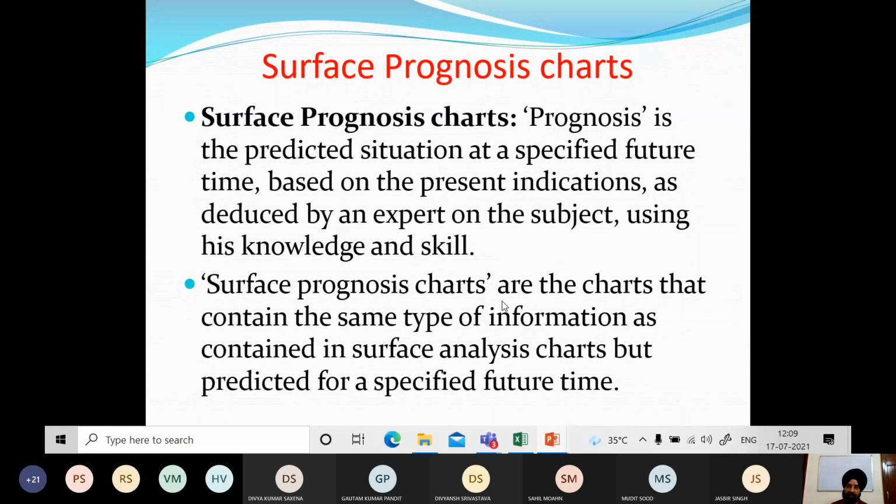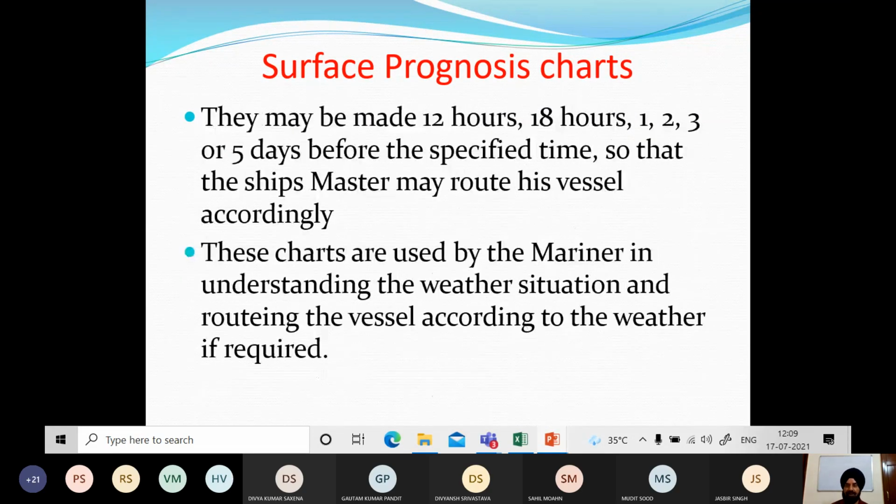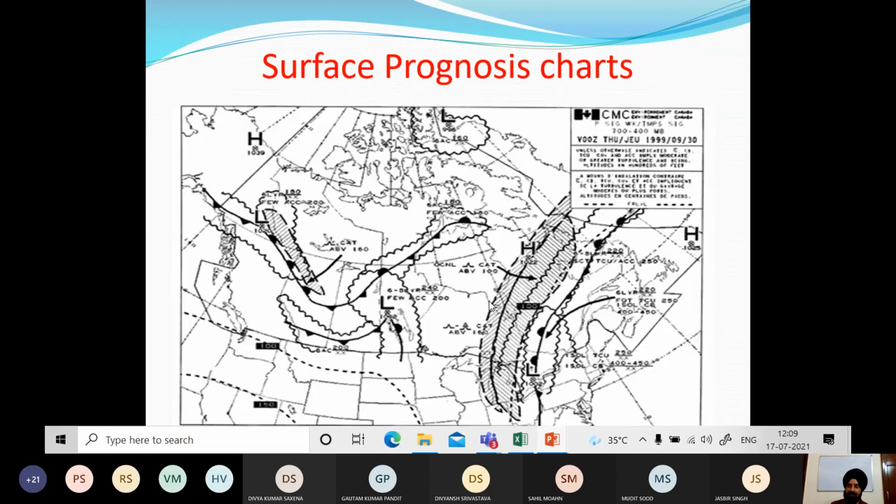Can be 12 hours, 18 hours, 1, 2, 3 days or 5 days. So that is a very good thing. So these charts are used by the mariner in understanding the weather situation and routing the vessel according to the weather. So ये prognostic charts हैं. Of course you can see कि 1 day, 2 days, 24 or 48 hours में, and you know where your ship will be in 48 hours and what type of weather I am going to face.